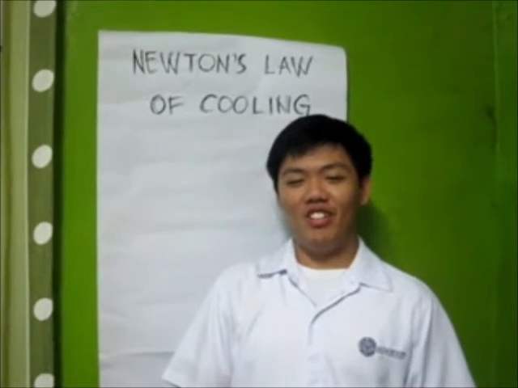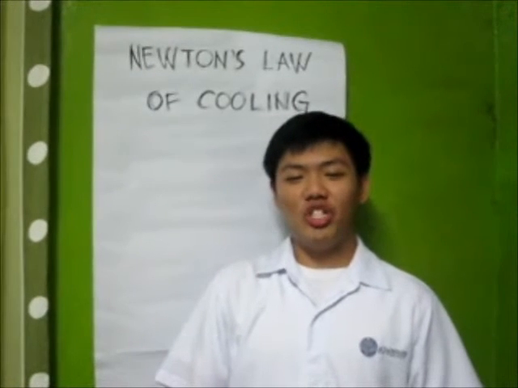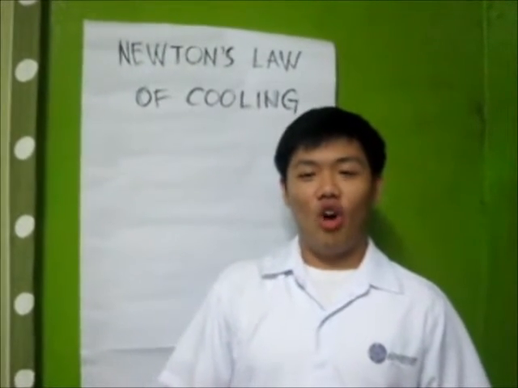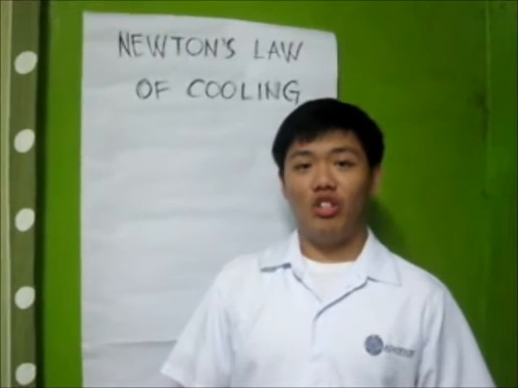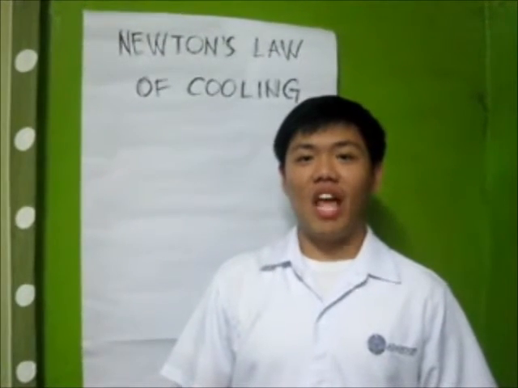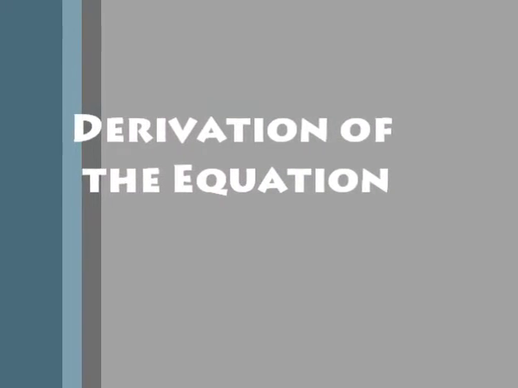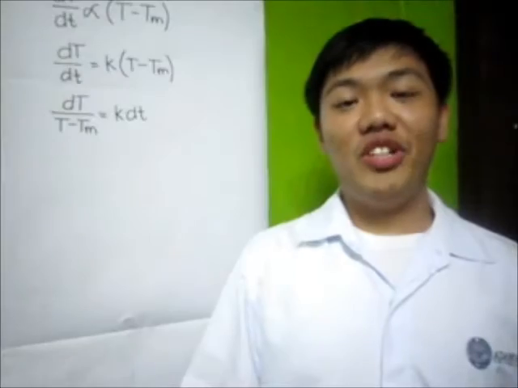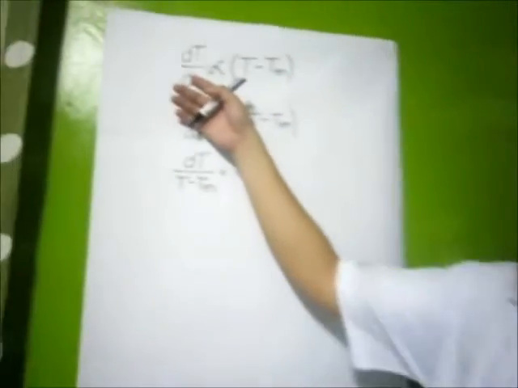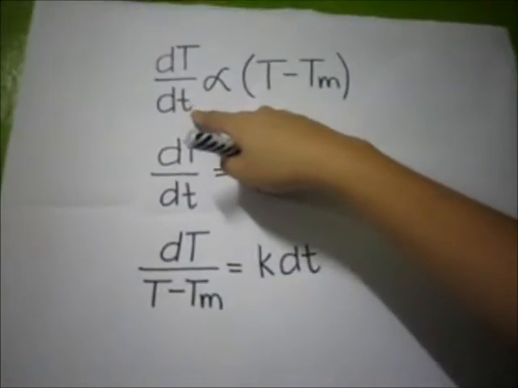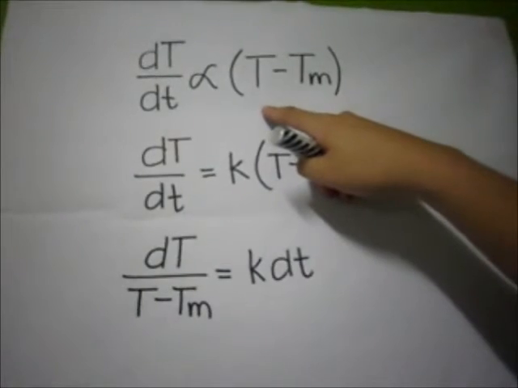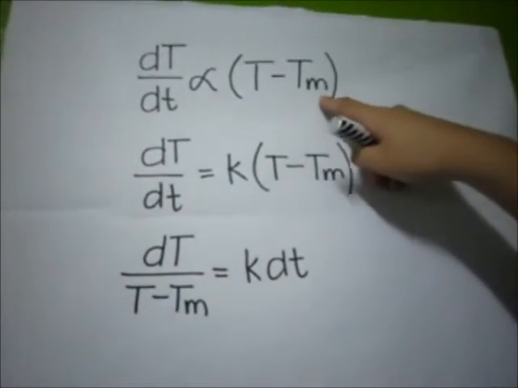Newton's law of cooling is used to model the temperature change of an object of some temperature placed in an environment of a different temperature, and also to determine the victim's time of death. For Newton's law of cooling, the rate of the body's temperature change is directly proportional to the difference between the temperature of the body and the temperature of the surrounding.